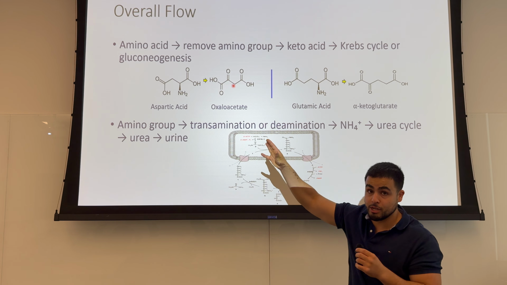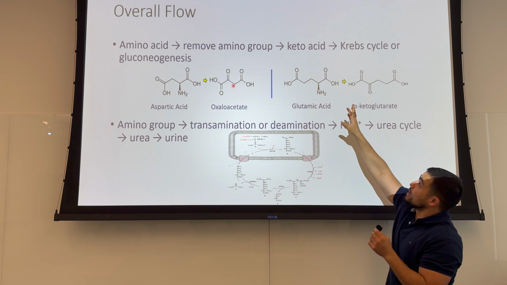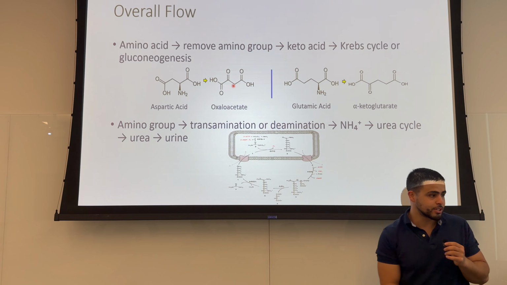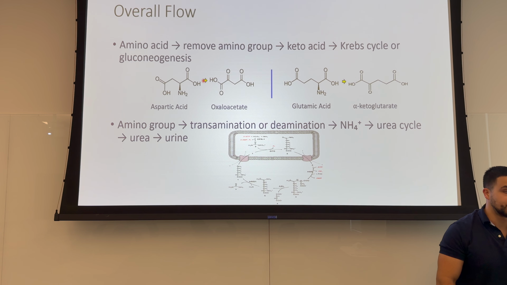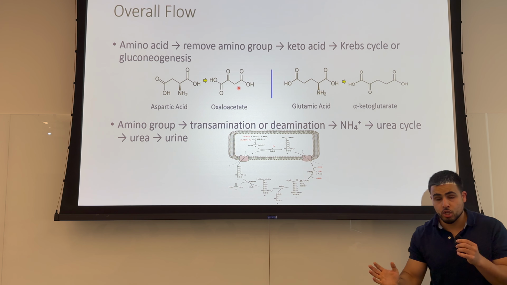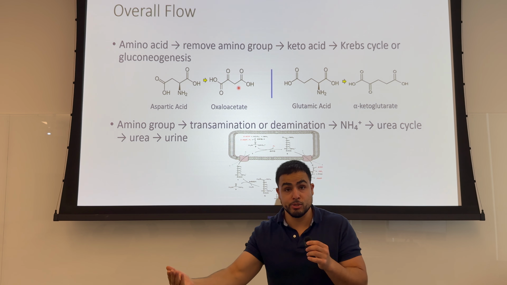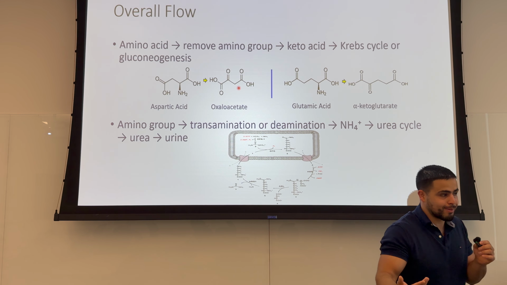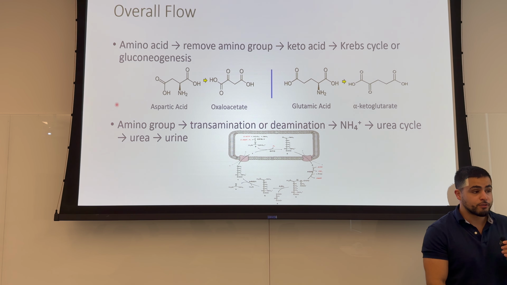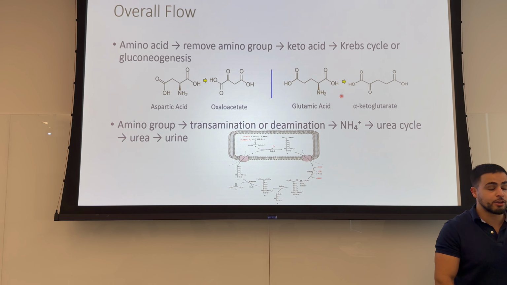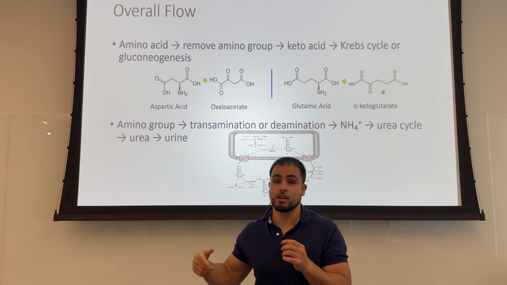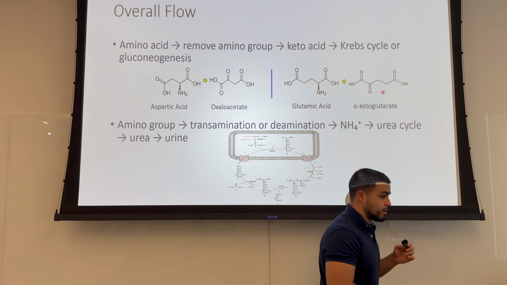Okay, so this is the overall flow. You go from an amino acid, you remove the amino group, you end up with a keto acid, that enters the Krebs cycle, or gluconeogenesis. You can see right here, I have aspartic acid. When you deaminate it, when you remove this amino group, it's essentially oxaloacetate. Oxaloacetate can then enter the Krebs cycle or be one of the precursors for gluconeogenesis. So that's how you enter the Krebs cycle or gluconeogenesis. Likewise, if you get glutamic acid and you deaminate it, you convert it to alpha-ketoglutarate. Again, alpha-ketoglutarate is one of the intermediates of the Krebs cycle, so it can enter the Krebs cycle.